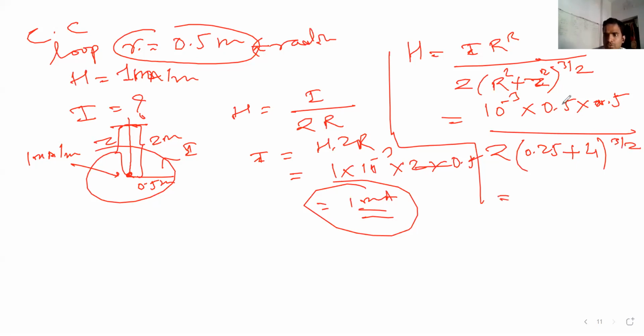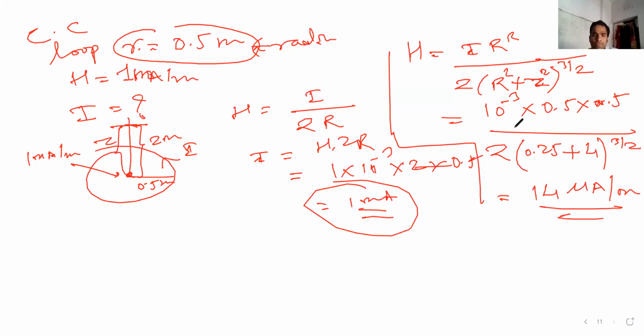So if you solve this, this is 0.5 into 0.5, 0.25, and so this is 4.25 raised to 3 by 2. So you have to use a calculator. This gives somewhere around 14 microampere per meter. So the H value is 14 microampere per meter.